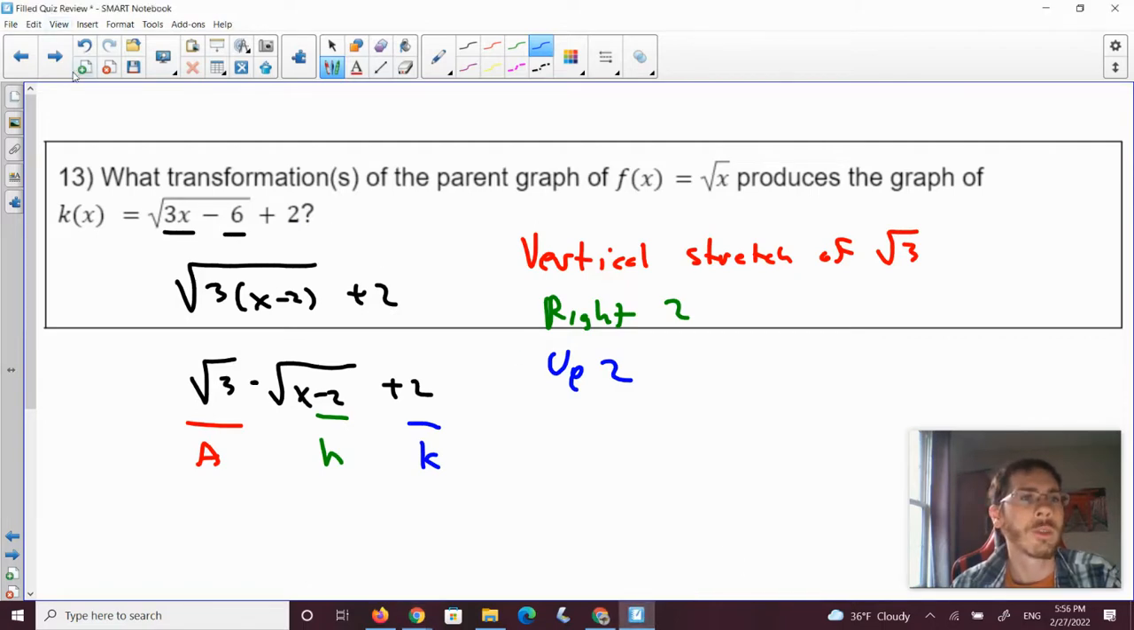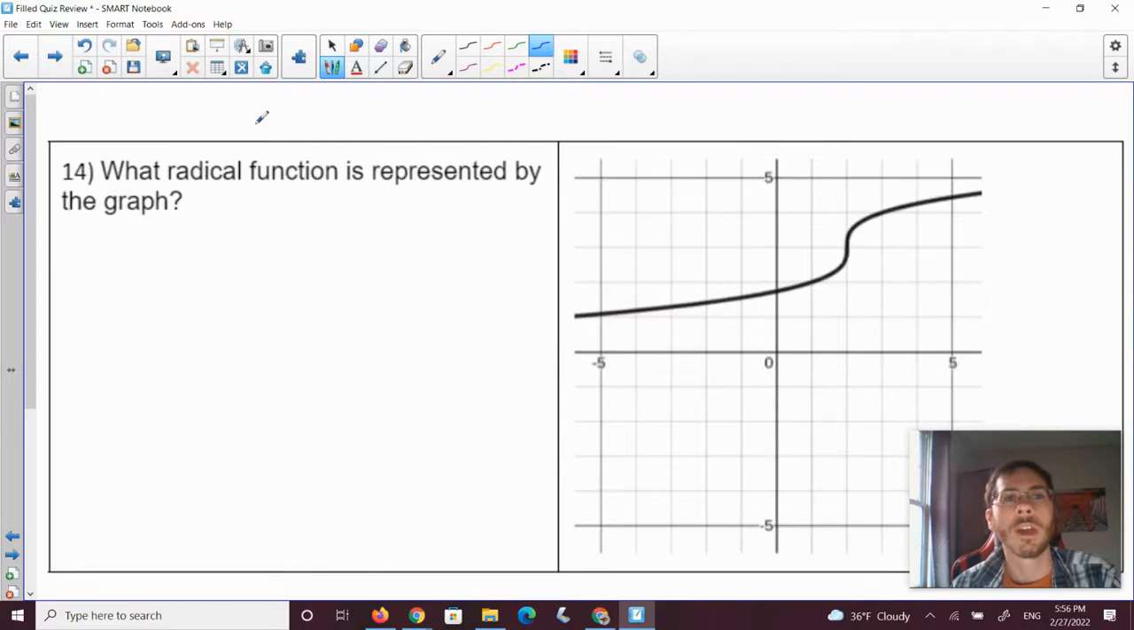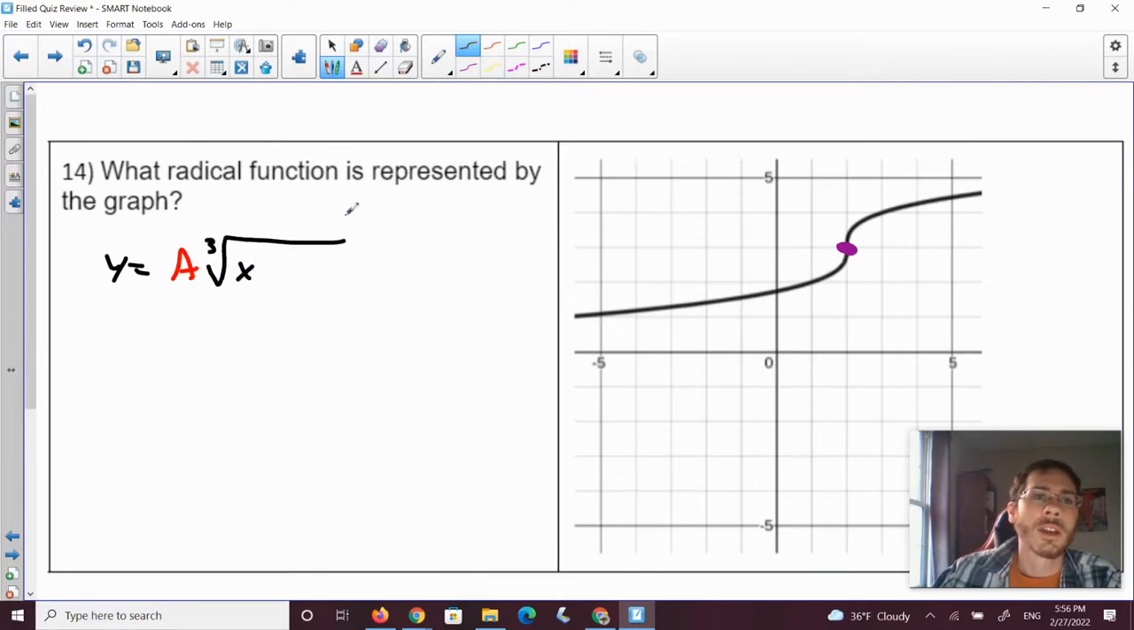All right, and then the last one, there's only one more to go. So just number 14, what radical function is represented by the graph? So again, what we want to do is find kind of where the middle is, kind of find where it would rotate around to make it the same. And that looks like it's right here. So what we want to do is make the equation from that point. So we know that the original equation has to be y equals a, and this is a cube root because it looks like a cube root function, of x minus h plus k.